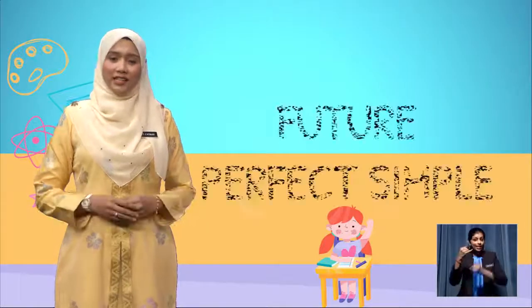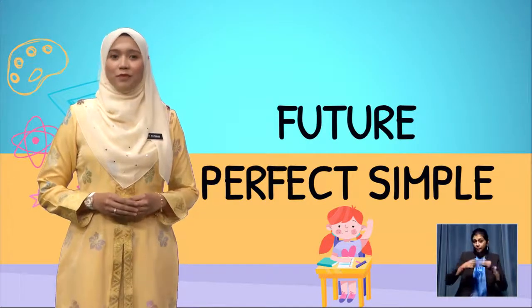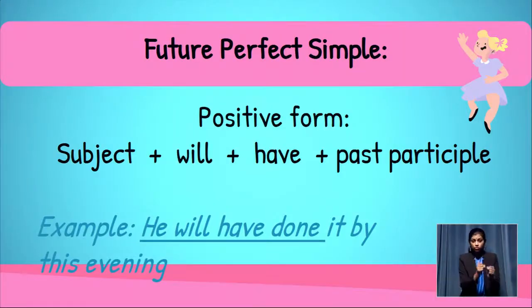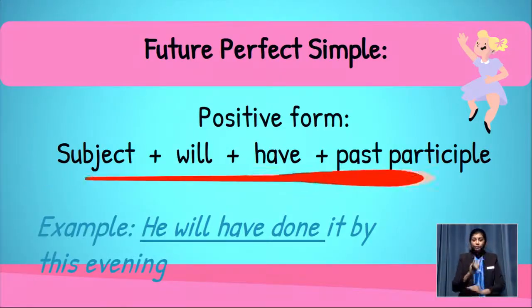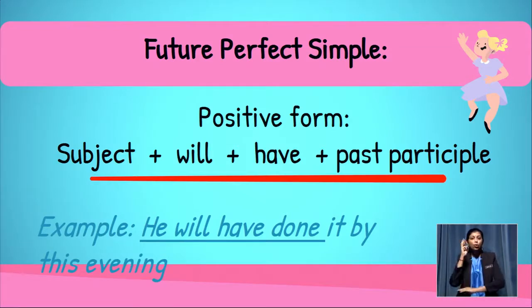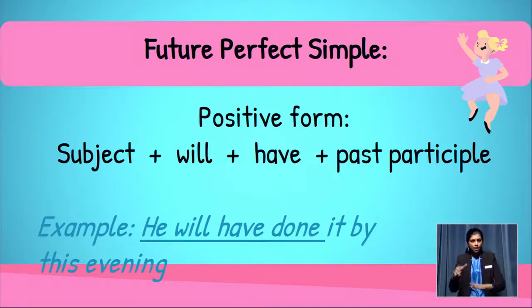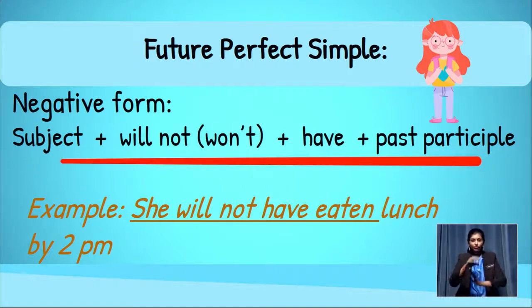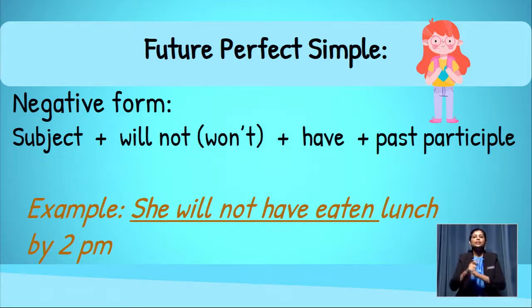And for the last one, let's talk about future perfect simple. The structure for the positive form is subject plus will have plus past participle. For example, he will have done it by this evening. And the negative form is subject plus will not or won't have plus participle. For example, she will not have eaten lunch by 2 p.m.